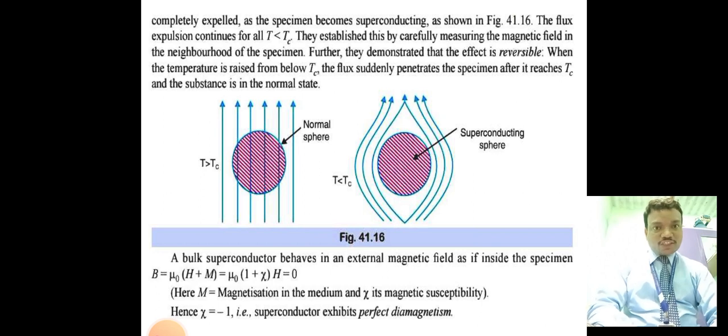The magnetic flux exclusion continues for all temperatures of the substance less than the critical temperature, that is, T is less than Tc. They established this by carefully measuring the magnetic field in the neighborhood of the specimen. So this is the Meissner effect. In a normal material, where the temperature is greater than the critical temperature, the magnetic flux penetrates through the material. But in a superconducting material, where the temperature of the substance is less than the critical temperature, the magnetic flux is expelled due to the nature of the superconducting material.